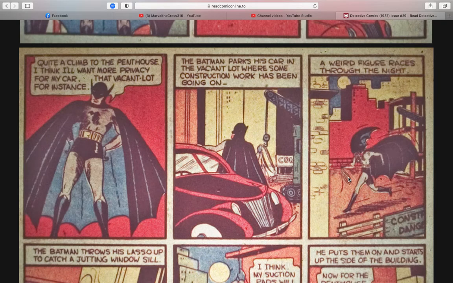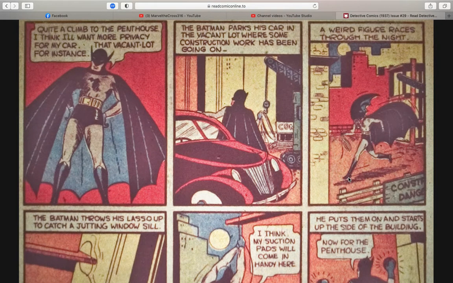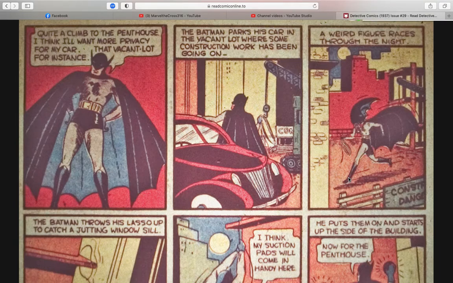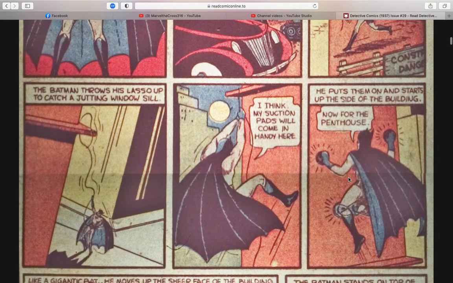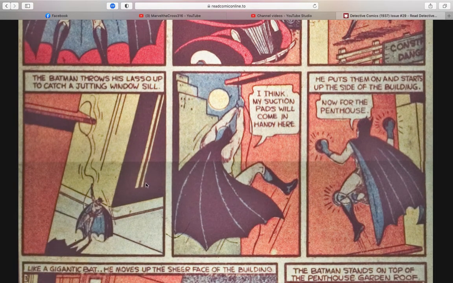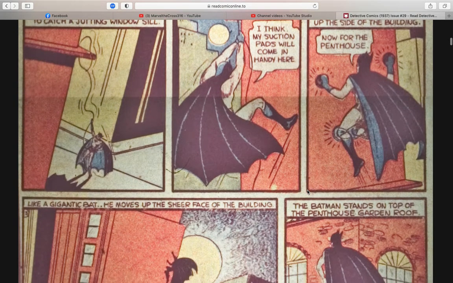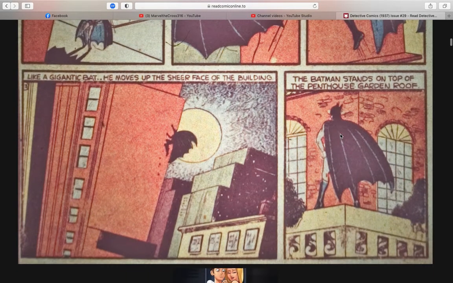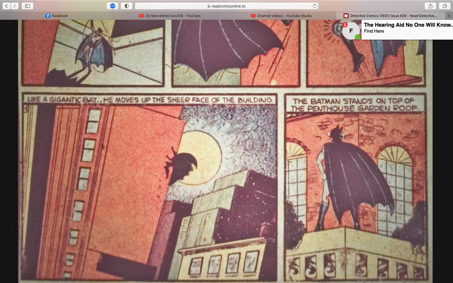So we see here that Batman is going to suit up. He is then going to arrive at the location where he's supposed to meet, and he has his bat lasso here, and he also is going to be using these suction cups, these suction pads, to scale the walls of the buildings. And he says, "Now for the penthouse." And so we see Batman scaling the buildings here, and now he's at the penthouse garden roof.